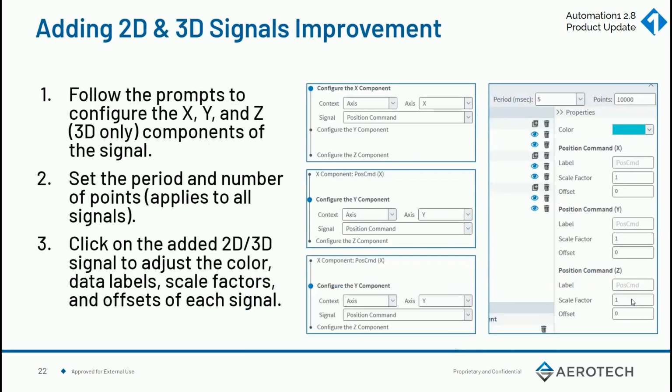We've also made an improvement to adding 2D and 3D signals. In this screen, I'm showing an example of adding a 3D signal where you follow the prompts to configure the X, Y, and Z components of the signal. Of course, if it was a 2D signal, there would not be a Z component. And then you set the period and the number of points that you would like to collect. You click on the signal to adjust the color, data labels, scale factor, and offsets of each signal.